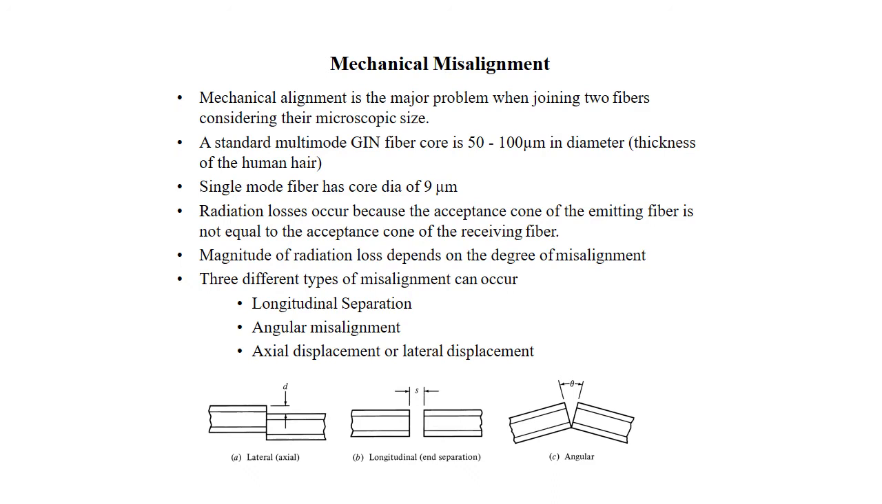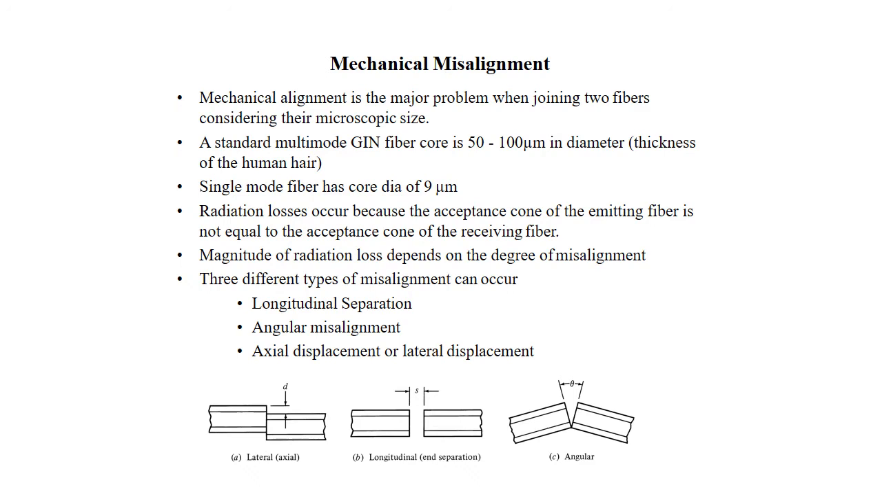So here is the lateral misalignment. It means the lateral or axial misalignment occurs when the axes of the two fibers are separated by a distance d. The lateral misalignment will give significantly greater losses per unit displacement than the longitudinal misalignment. The next one is longitudinal misalignment.